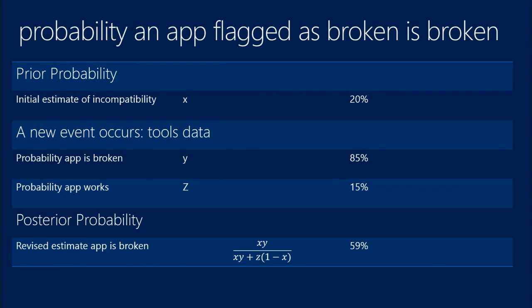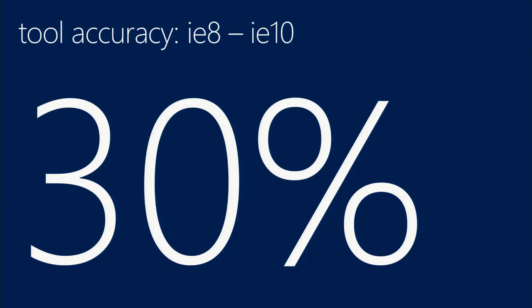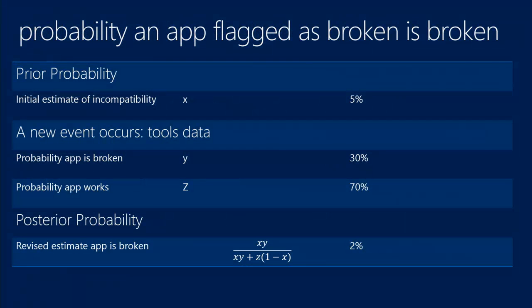Accuracy matters, and accuracy is going to vary by the problem. When I look at the accuracy I get from scanning an application for a transition from IE8 to IE10, the accuracy we hit, and this is optimistic, is somewhere around 30%. Which means if I predict initially that about 5% of my applications are likely to be broken, run the Bayesian algorithm again, and it turns out that if I flag an application as being broken, there's actually about a 2% chance it actually is.